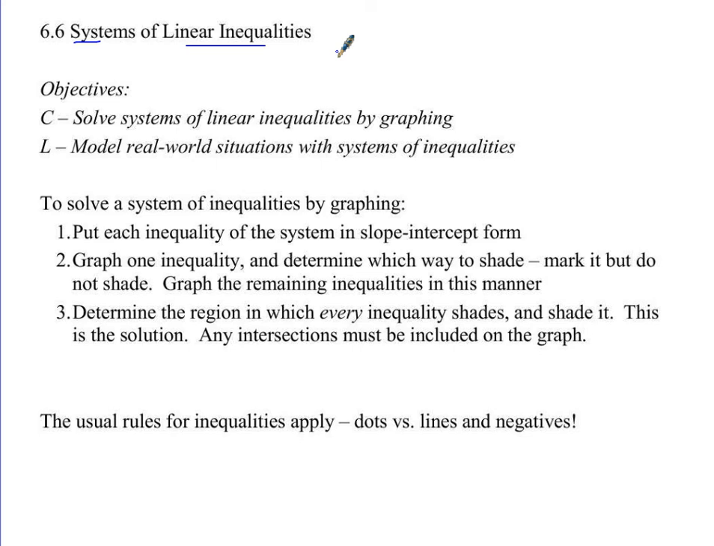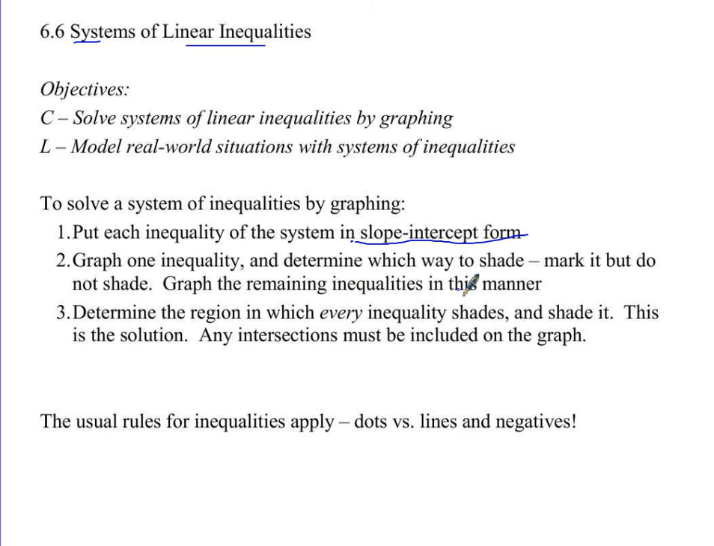To solve a system of inequalities by graphing, put each inequality of the system in slope-intercept form. We've been doing that every time we graph anyway, so that's nothing new. Put both inequalities in slope-intercept form. Then, graph one inequality, just like we did in section 5, no big deal there. Determine which way to shade. So you're thinking about, is the line solid or dotted? And then which way do I shade, above the line or below the line? Mark it, but don't shade it just yet. I'll show you how to do that.